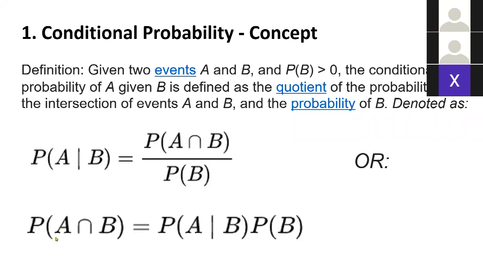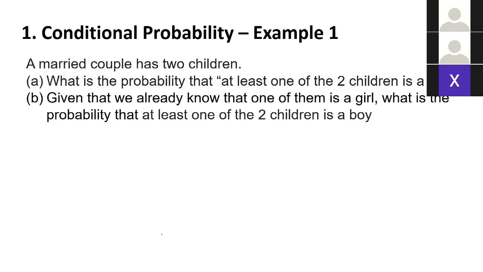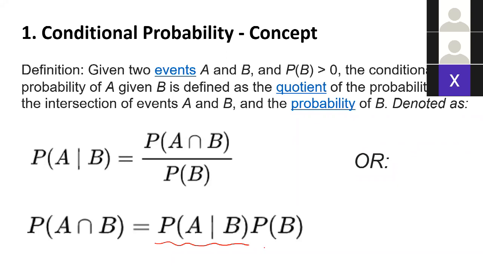Or we can also write it in a product form, which means the probability of intersection of A and B equals the conditional probability of A given B times the probability of B. So note that this is read as the probability of A given B. Okay, this is a conditional probability, which means we know that B already happened. And under this situation, we calculate the probability of A. Understand? Okay, I'll show you an example.